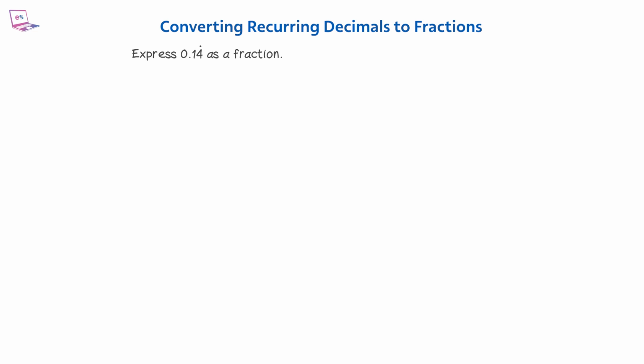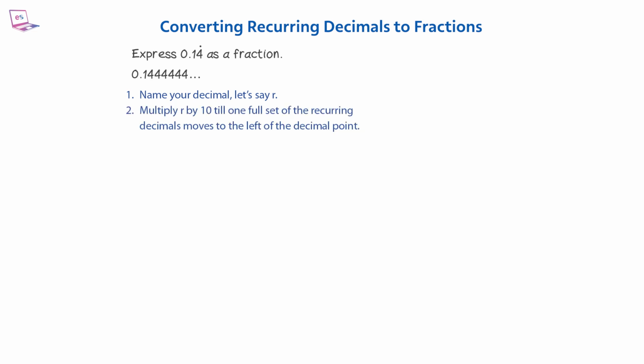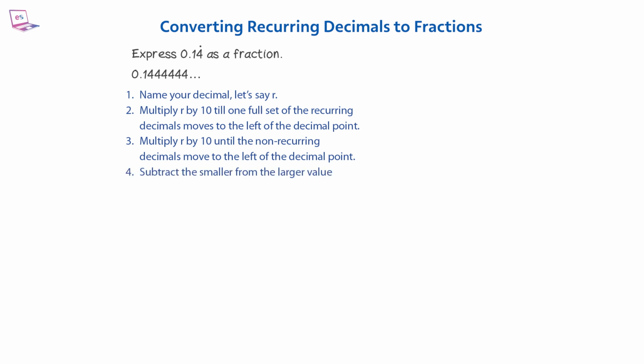In this example, since there is only one dot, only the digit 4 is repeated and the recurring decimal is 0.14444. Let's follow a step-by-step procedure. Name your decimal, let's say r. Multiply r by 10 till one full set of the recurring decimals moves to the left of the decimal point. Multiply r by 10 until the non-recurring decimals move to the left of the decimal point. Subtract the smaller from the larger value.